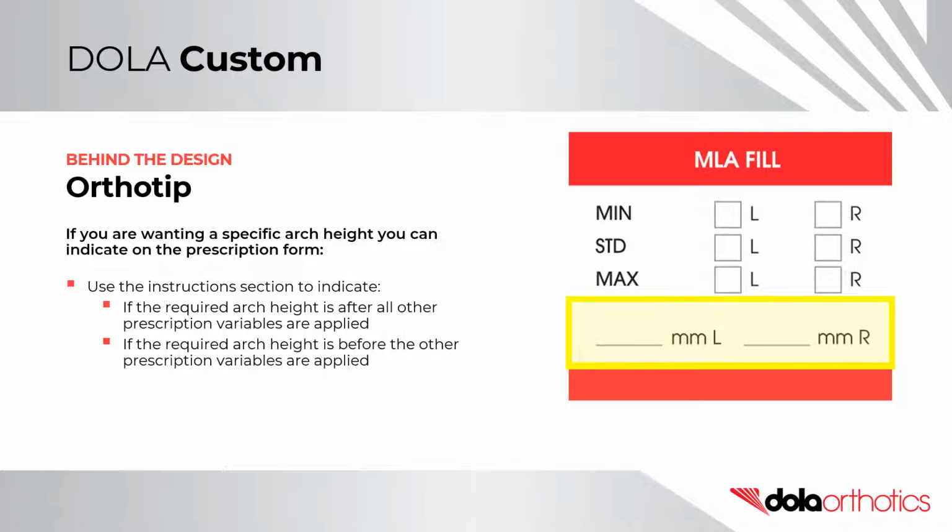Orthotip. If you are wanting a specific medial arch height, you can indicate this using the prescription form. Use the instructions section to indicate if the required arch height is after all other prescription variables are applied, or if the arch height is before all the other prescription variables are applied, and therefore won't be the resultant device height.